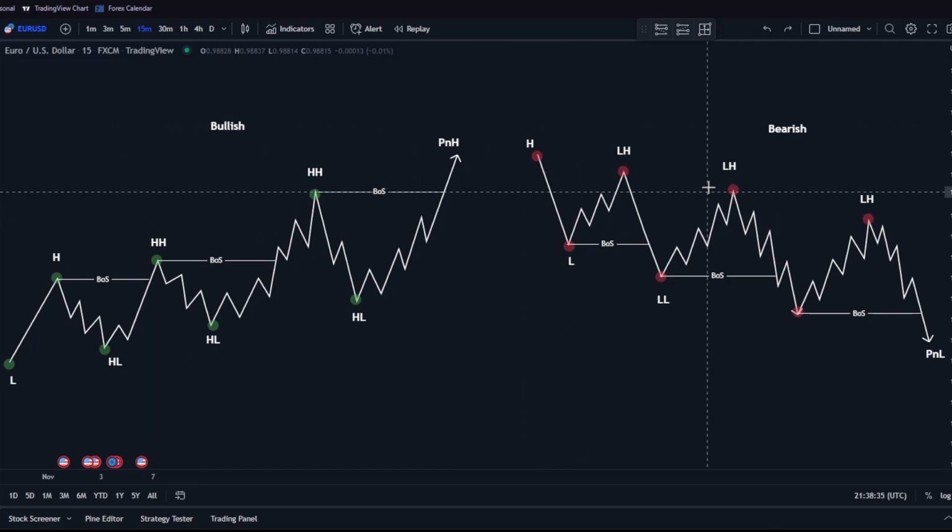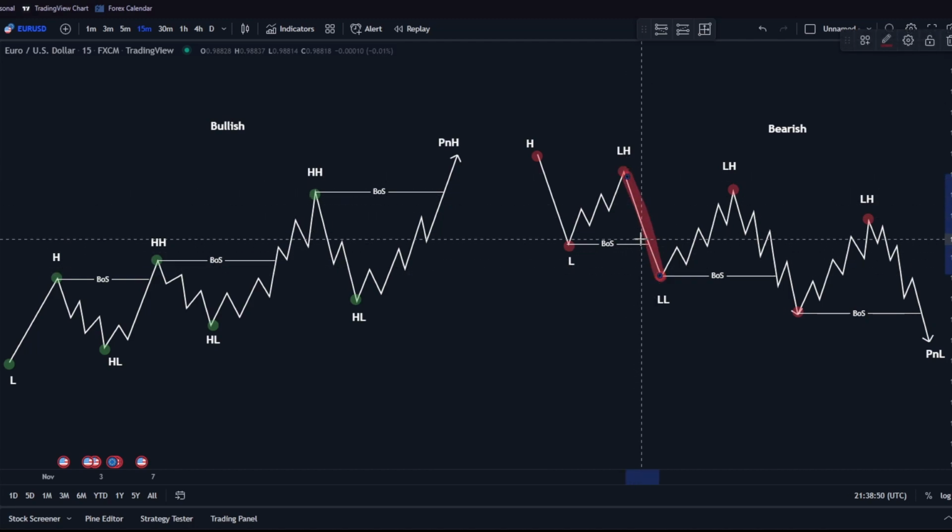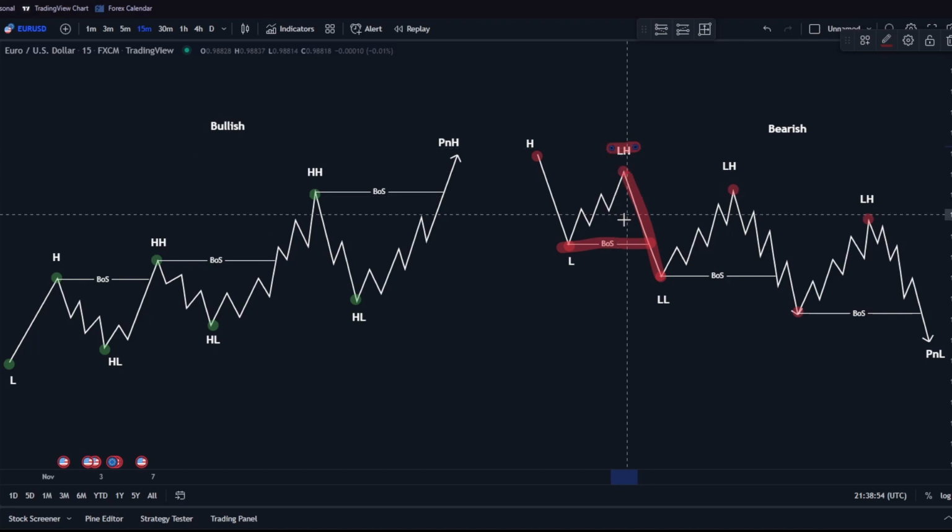Cool. Let's move on to the bearish example then. So we start off with a high, we then make a low in one clean leg. We then move up to the upside, create a lower high. And then again, one leg down, a clean leg down, breaking structure. At that point, we can identify this as being the lower high, this as being a low.